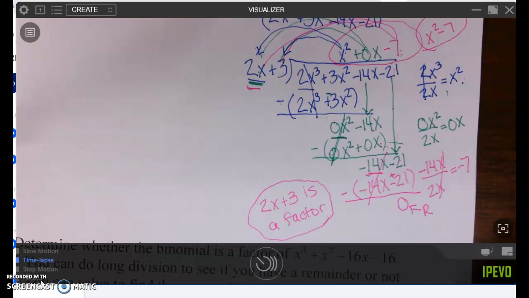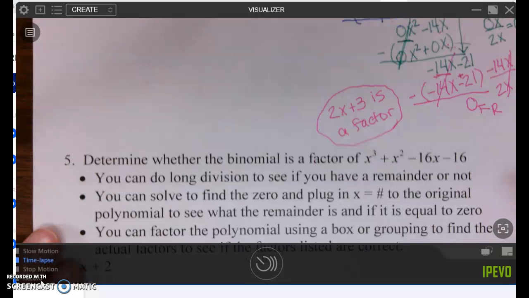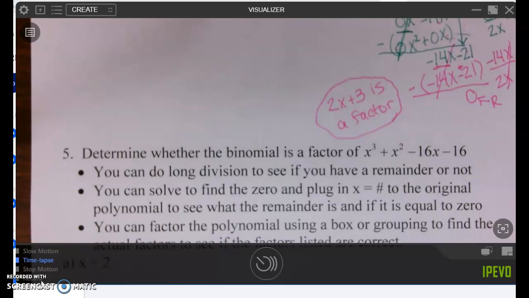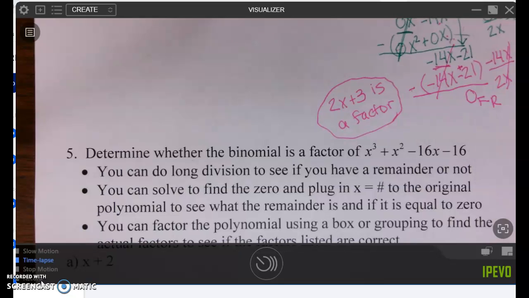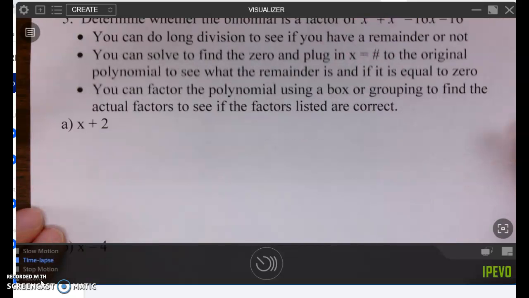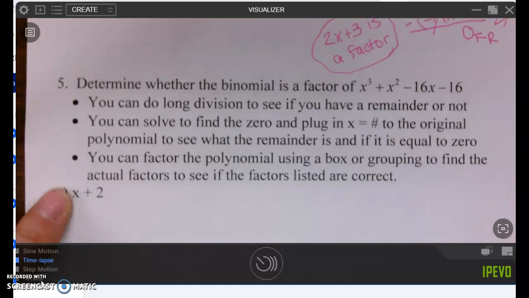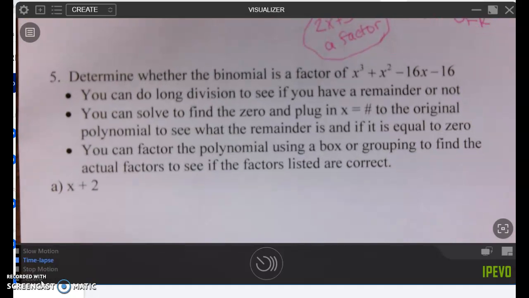Alright, so problem 5 is just to use that idea about whether something is a factor or not a factor. So it says to determine whether the binomial is a factor of this polynomial. So there's 2 parts on problem 5, part A and part B. If we look down below, you've got part A and part B. So we need to see if x plus 2 is a factor of the polynomial, and if x minus 4 is a factor of the polynomial.